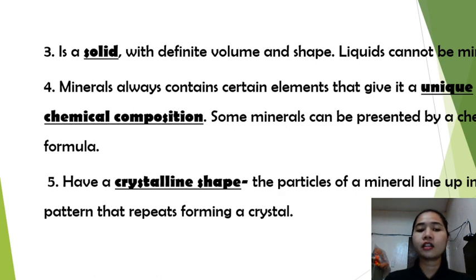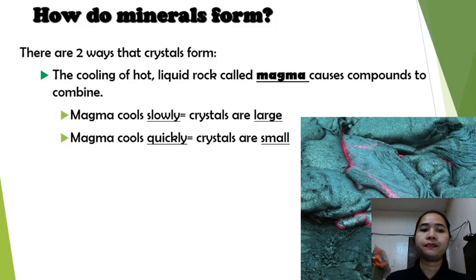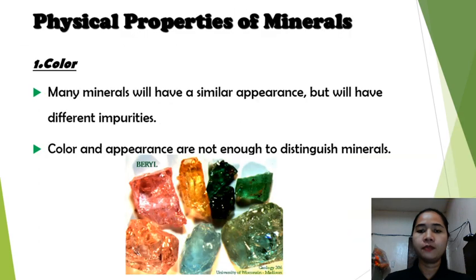The last characteristic of a mineral is a crystalline shape. The particles of a mineral line up in a pattern that repeats, forming a crystal. Let us proceed. How do minerals form? There are 2 ways that crystals or minerals form. The cooling of hot liquid rock called magma causes compounds to combine. When the magma cools slowly, the crystals become large. When the magma cools quickly, the crystals become small.